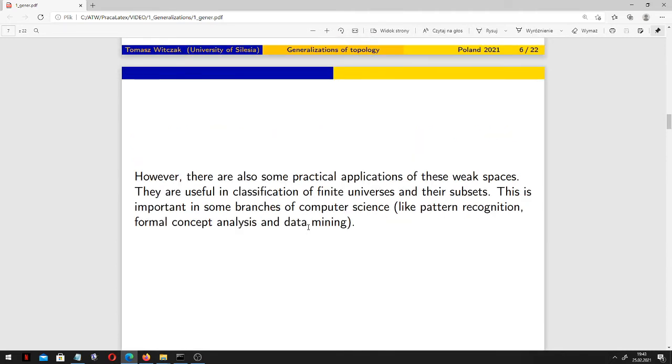Well, there are also some practical applications of weak spaces. They are useful in classification of finite universes and their subsets. And this is important in some branches of computer science, like pattern recognition, formal concept analysis, and data mining.